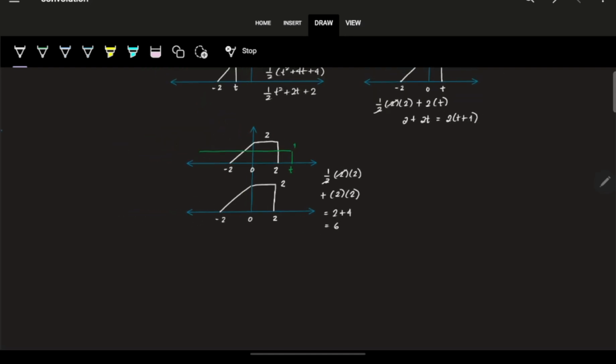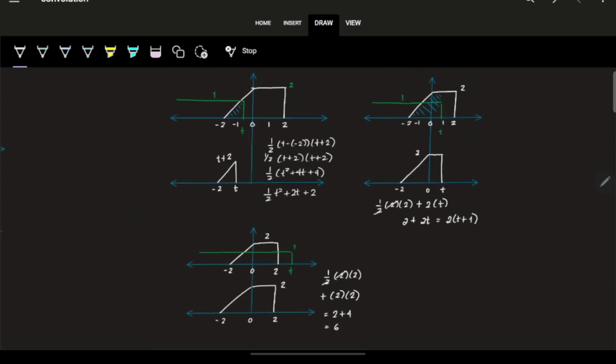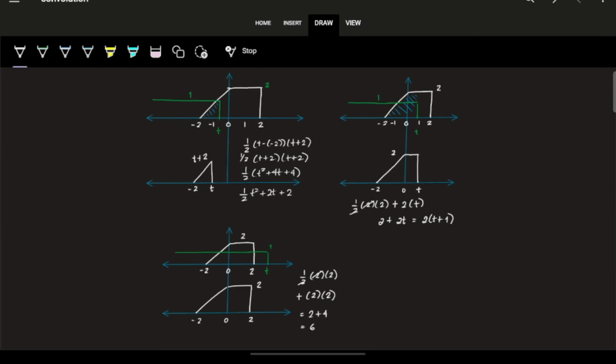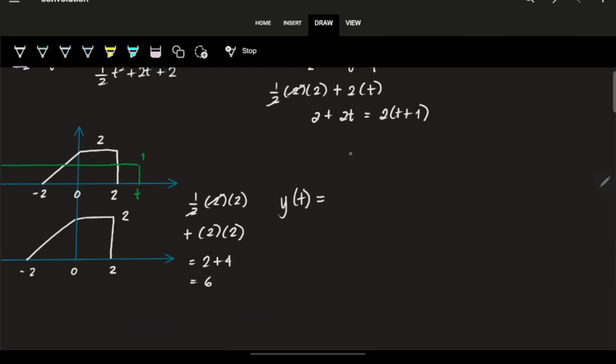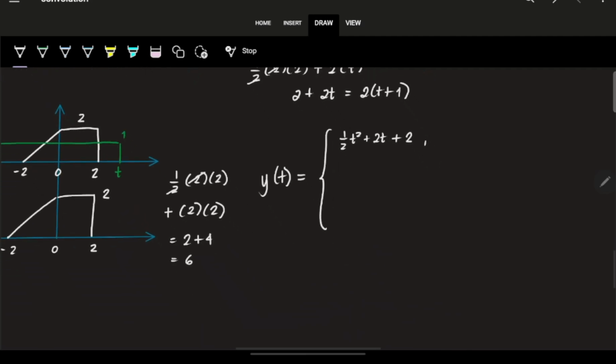So we now have all the values of the products. Now we can identify what is our convolved signal. y of t is equal to, first, we have here 1/2 t squared plus 2t plus 2, when t is between negative 2 and 0. So siya yung nagde-define ng first part.